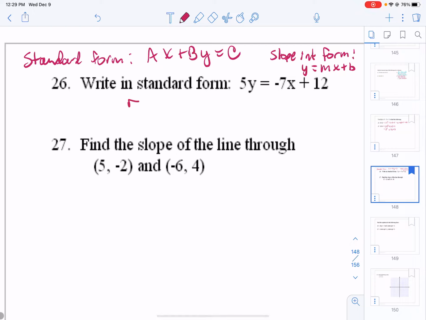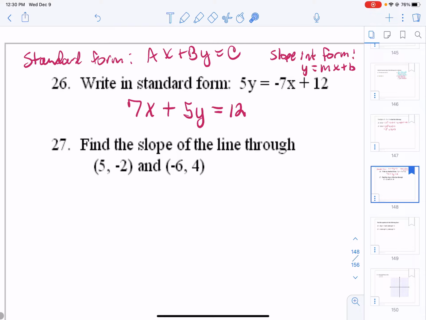So we want the x to come first, so add it to the other side, then the y equals the number. Now you just have to check a few things. This should be positive. They should all be integers. They shouldn't have any common factors. Well, 7 doesn't have anything in common with 5 or 12. You're good to go. Okay?